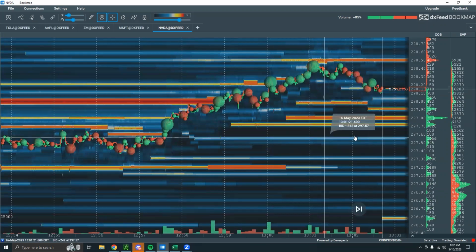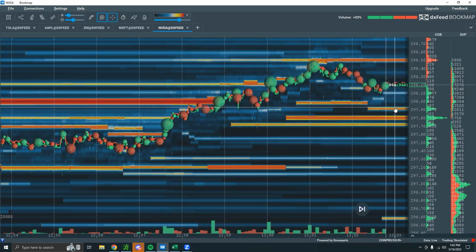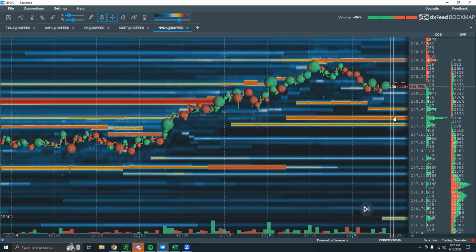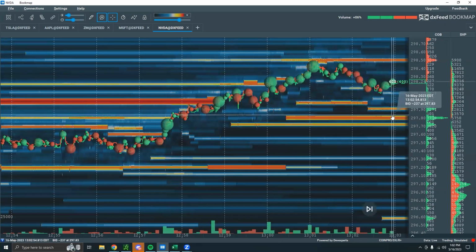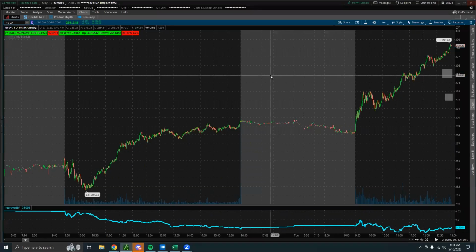But what's even more important is if I'm looking to buy the dip, we can see I have a lot of, you could say, support right around $297.90. But even more support right around $297.80. So if I'm looking to buy the dip, I will definitely look to get in around those levels. And like I said, you cannot see that anywhere else on your normal chart. And that's where Bookmap becomes so game changing.